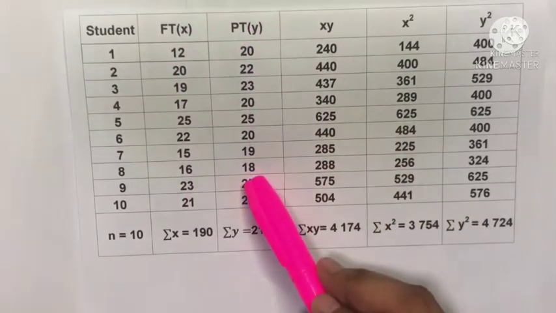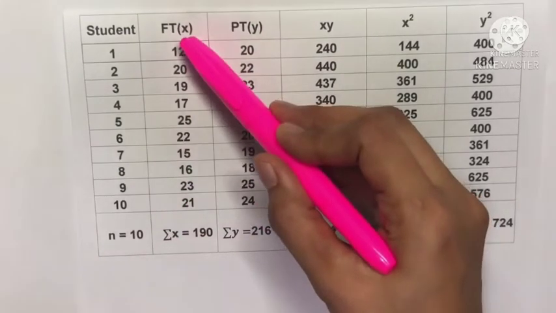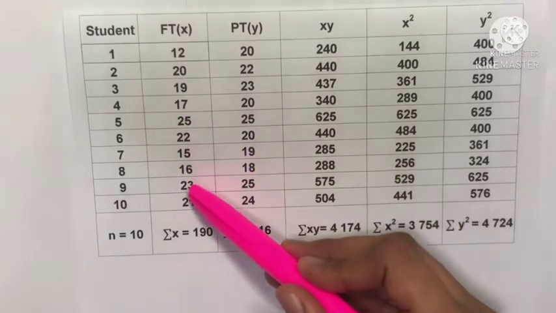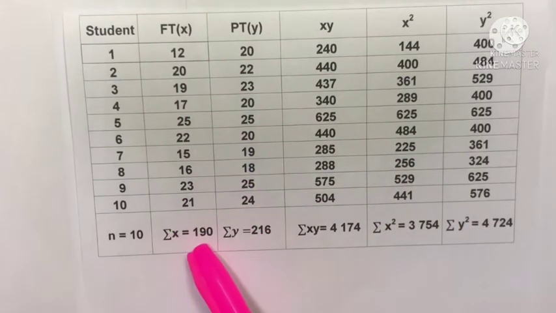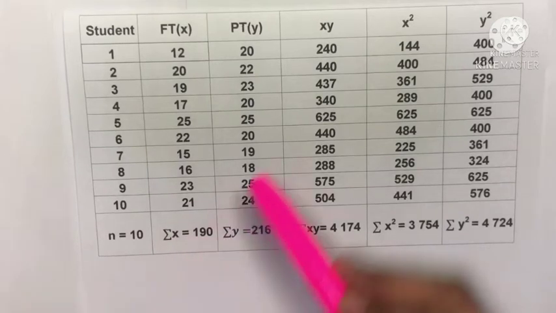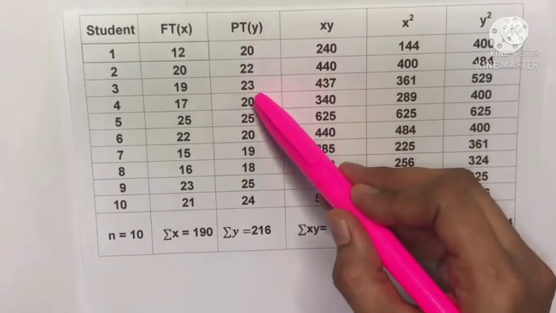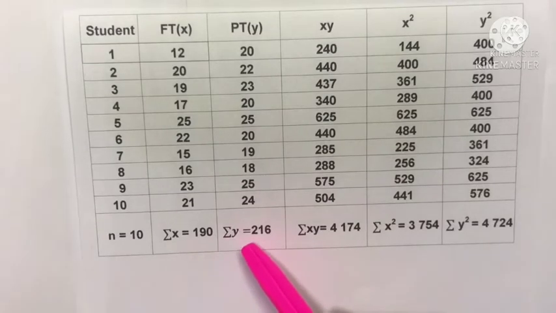So to get the summation of x, all we need to do is to add all of this: 12 plus 20 plus 19 plus 17, and so on up to 21. So summation of x is equal to 190. For summation of y, all we need to do is to add 20 plus 22 plus 23 plus 20 and so on up to 24. So summation of y is equal to 216.